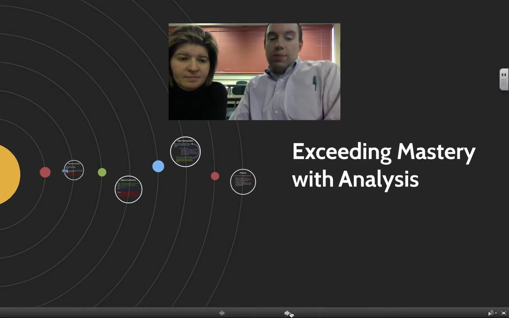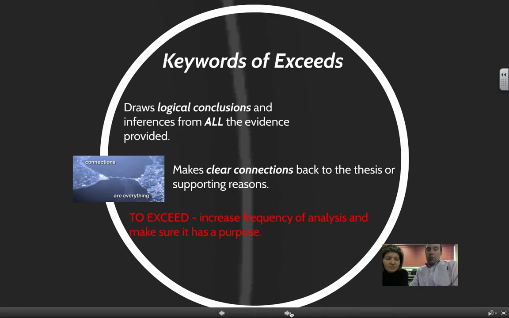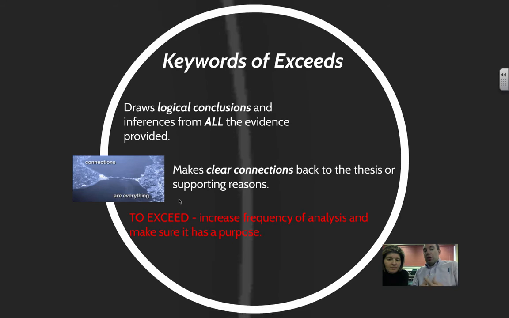from mastery to exceeds. So let's take a look at the rubric. We've pulled out the key differences between the mastery rubric and the exceeds rubric, and I put some of these words in bold. An exceeds analysis is going to draw logical conclusions and inferences from all the evidence provided. So you see the words logical conclusions, but also the frequency, all the evidence provided. Every time you give evidence, you always provide conclusions or an analysis of that evidence. In addition, an exceeds analysis has to relate their thinking back to the larger purpose of the paper, like the thesis statement or the topic sentence of the paragraph. The analysis should support that.